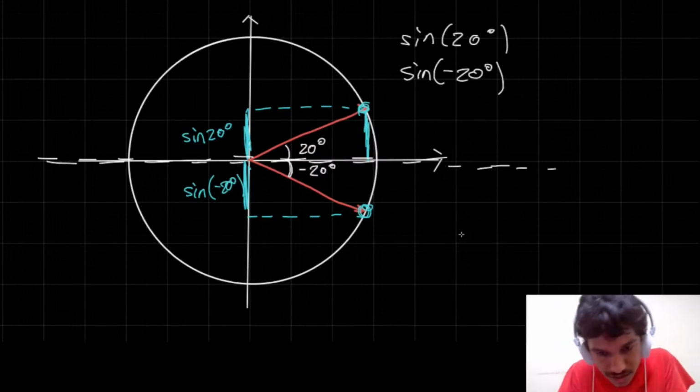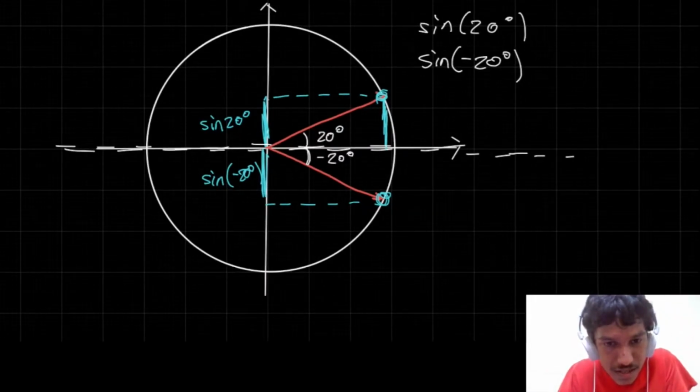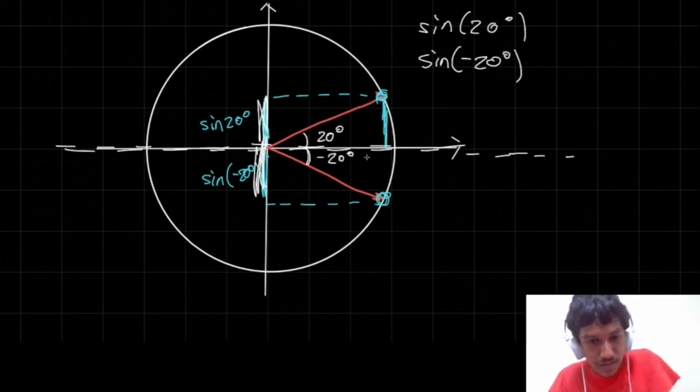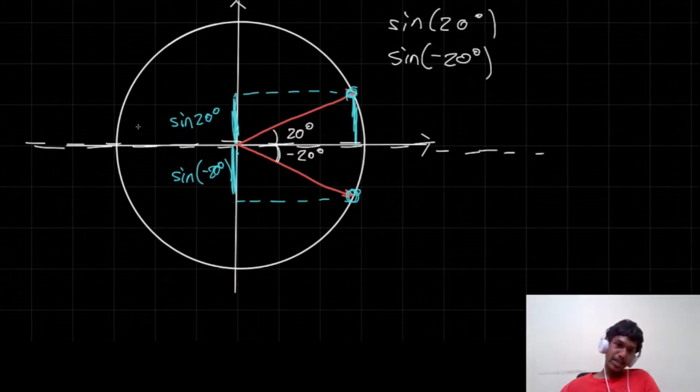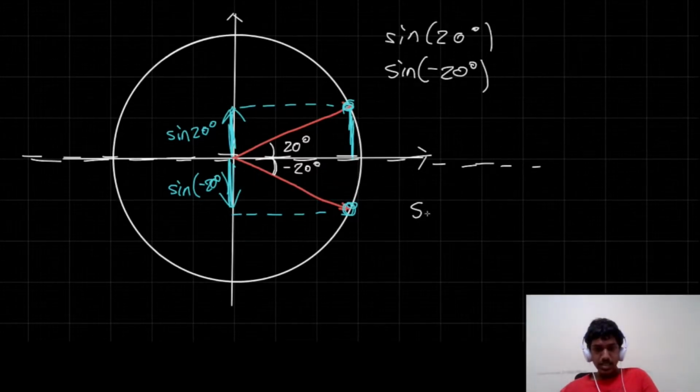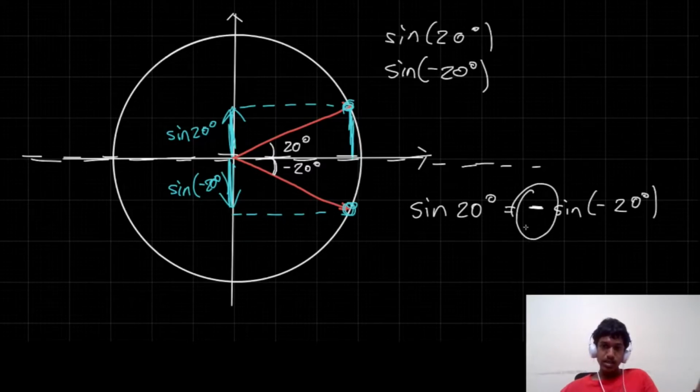Okay, so that's interesting, right? Because you know that sine 20 and sine minus 20 have the same length. It's just that they're opposites of each other. So you say that sine 20 degrees is almost the same thing as sine minus 20 degrees, except you have to put the minus sign here because we are saying that these two are opposite, right?